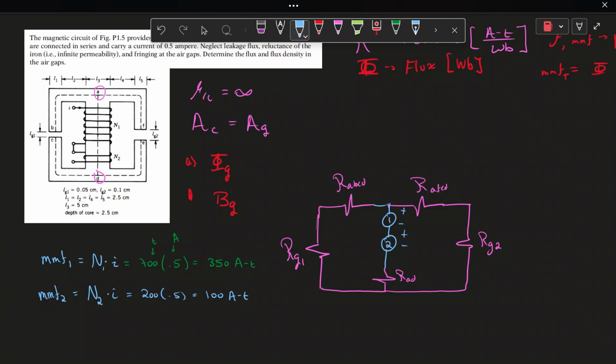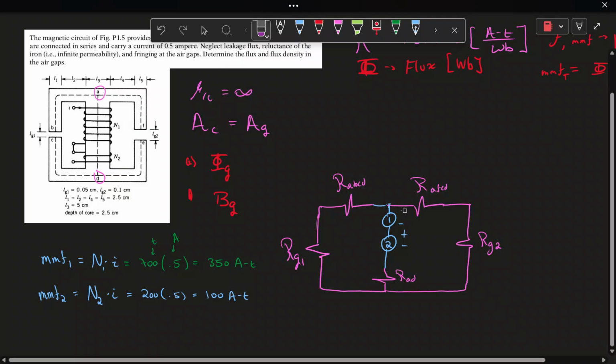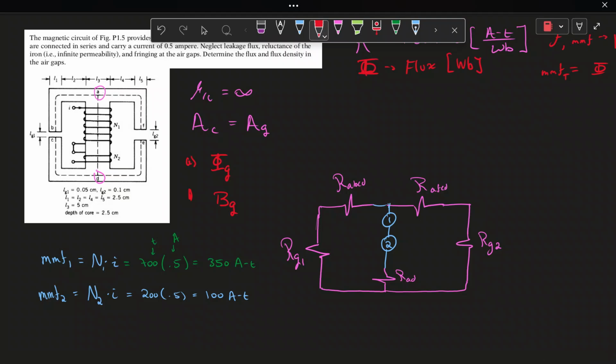I'll label this 1 and label this 2, but the polarity of these is going to be solved for by looking at the flux, the induced flux from the current going through the wire. Well, what do we know about current going through a wire? That's just in general. Well, it produces a magnetic field. Now, if you wrap a current carrying wire around a ferromagnetic core, it induces a flux.